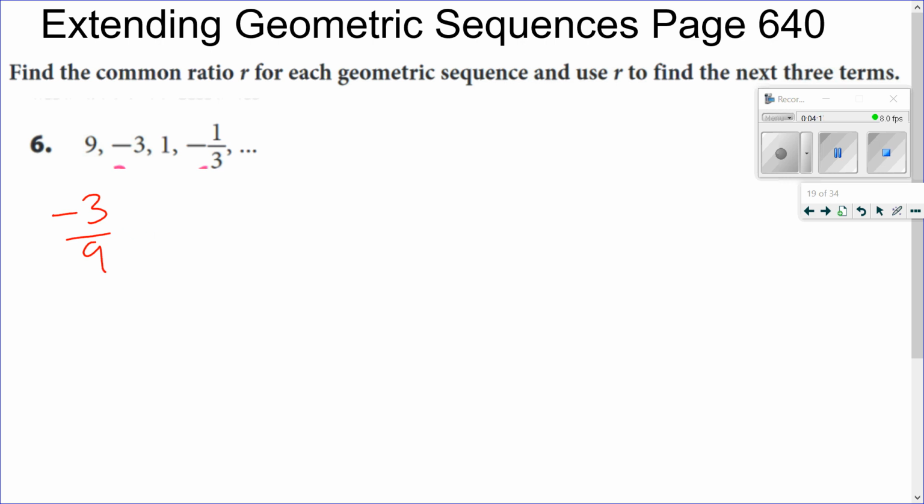Okay, and when I do that, I get -1/3. The next, I'm going to take the 1 and divide it by -3. And when I do that, I get -1/3. So I have a common ratio, which means I have a geometric sequence.